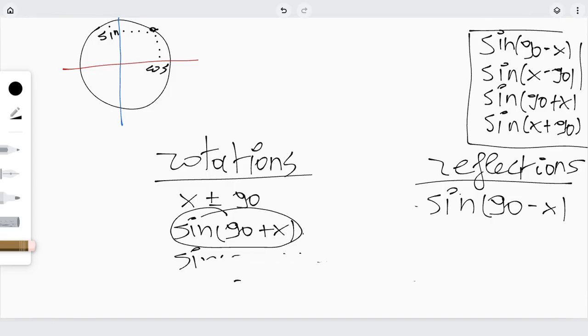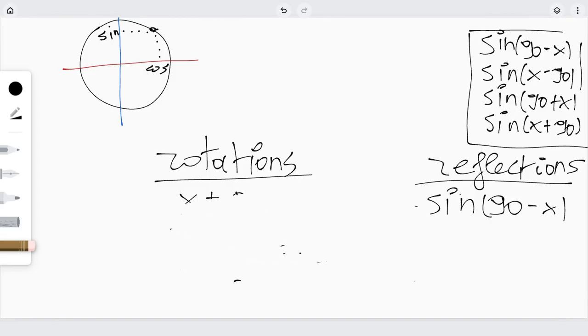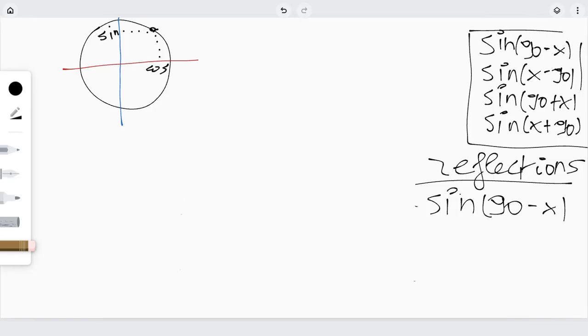So first we'll look at reflection, because there's only one in this setup. A reflection around what? Well, a reflection in the first quadrant, because it's about 90 degrees, so it's only in one quadrant. And it's a reflection over the center of the quadrant. So now you can already see sine's reflection. Sine's reflection is cosine. So the sine of 90 minus x equals the cosine of x.